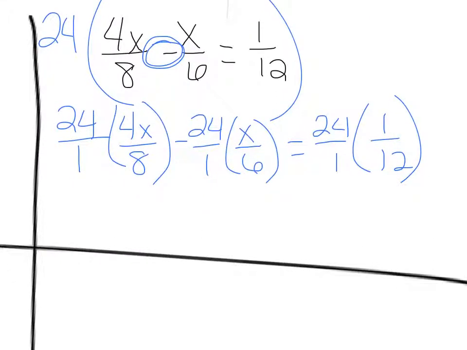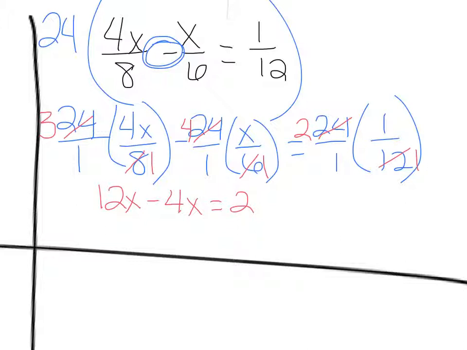Once you do that step, you can take each individual piece and simplify it. So that first term, I can divide out an 8. So the 24 turns into a 3. I get 3 times 4x, which gives me 12x. My second term, I can divide out a 6. I get 4 times x. This gives me a minus 4x. And on the right side of the equal sign, I can divide out a 12. So the 24 turns into a 2. 2 times 1 just gives me 2.